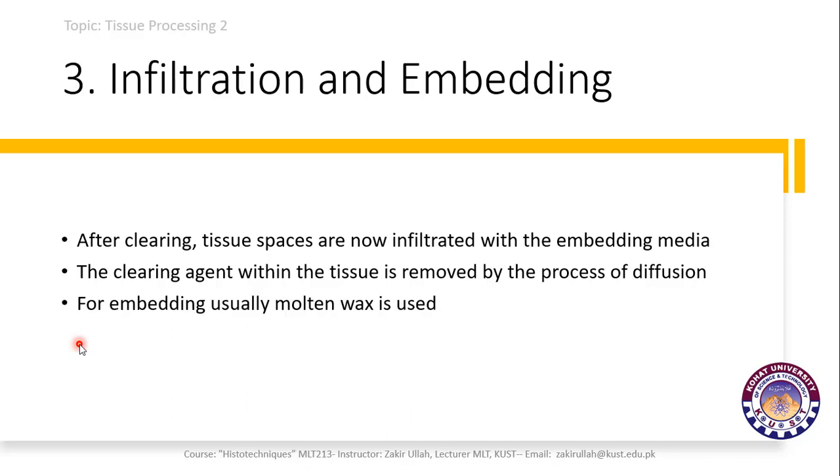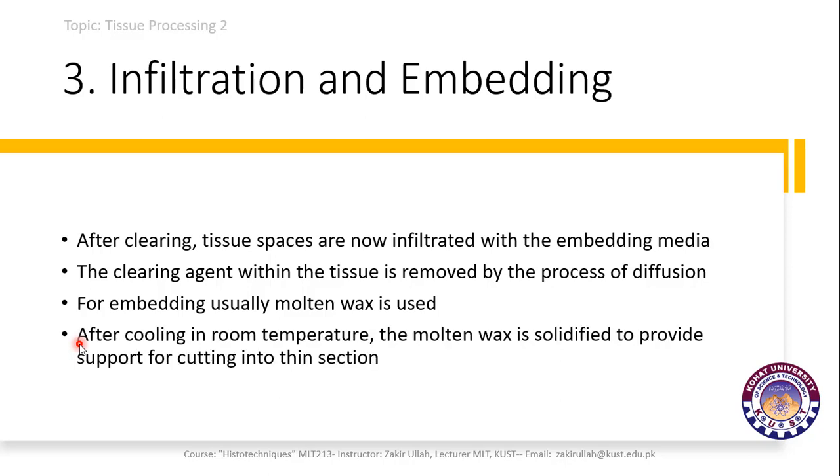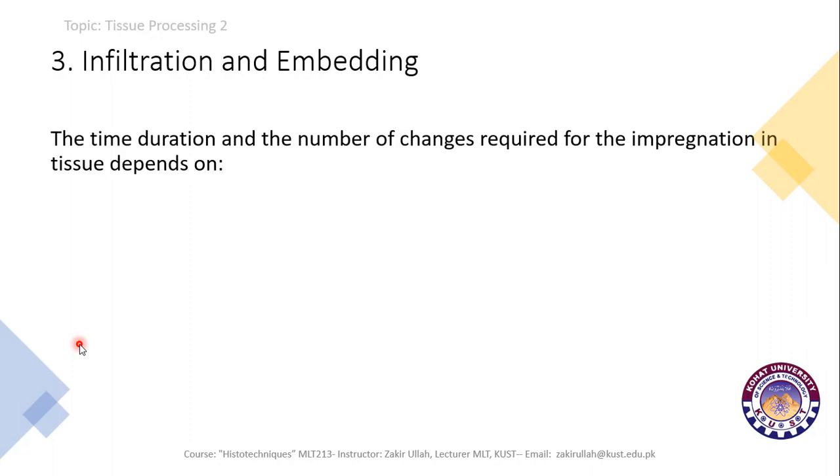For embedding purposes, molten paraffin wax is most commonly used throughout the world in almost all histopathology labs, and after cooling at room temperature, the molten wax solidifies to provide support for cutting thin sections with the help of a microtome. Now, the time and the number of changes required for the impregnation of the tissue depend on a few factors.